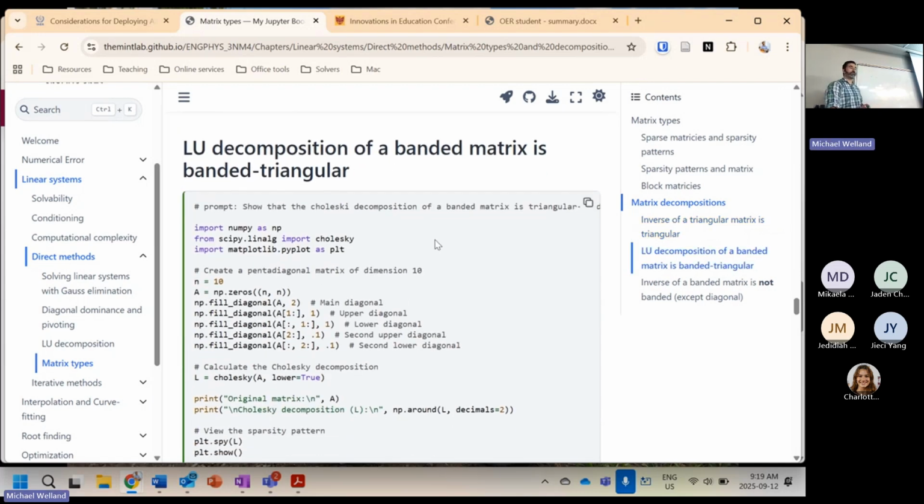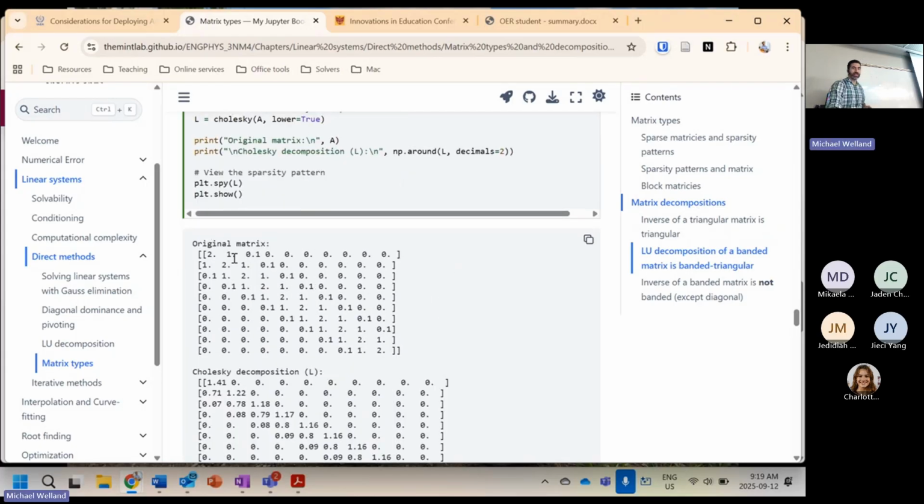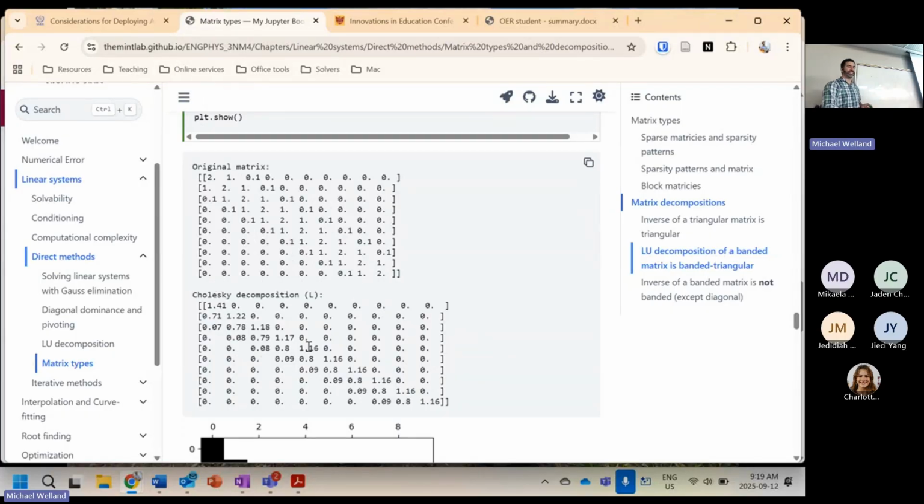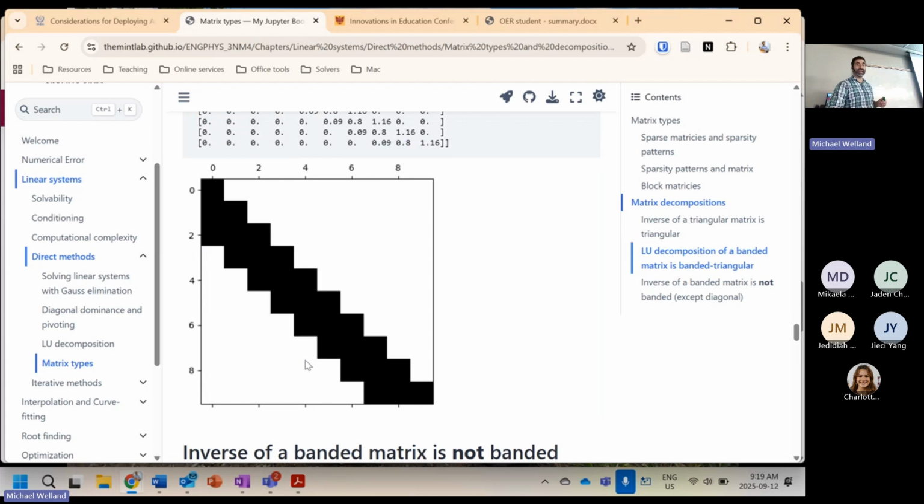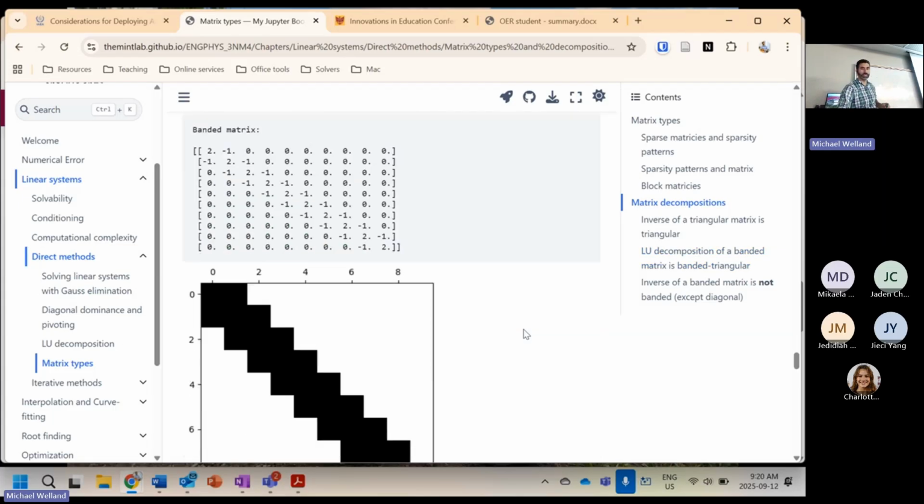The decomposition of a banded matrix is banded triangular, which is to say that this matrix, which is banded, right? When we decompose that, it is banded triangular. What that means is that the lower triangular portion in this case still has this set of diagonal lines. We haven't disrupted the sparsity. But there is one that is very bad for sparsity, right? Remember this fill-in idea. The inverse of a banded matrix is not banded, except for the diagonal. This is why you don't do this.